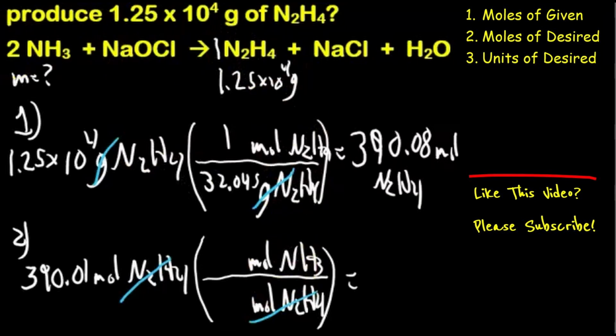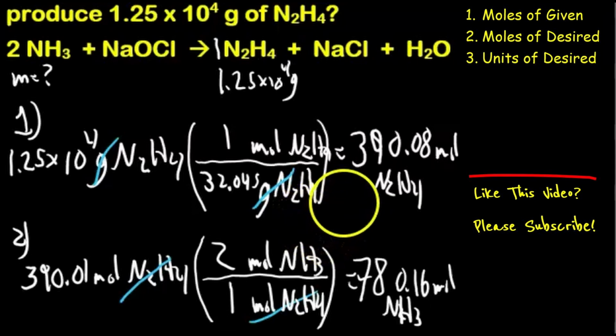Now, there's 2 moles of NH3 for every 1 mole of N2H4. So we'll multiply this by 2. I could probably do this in my head, 780.16, I believe, moles of NH3. Okay, so that's step 2.